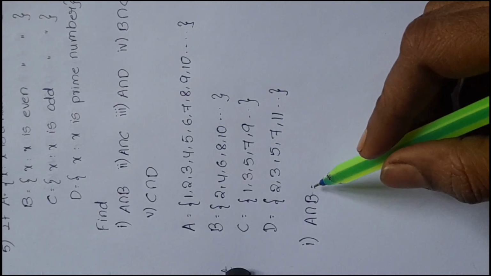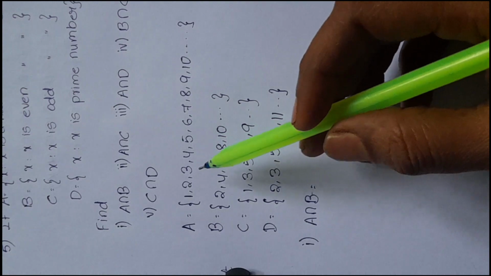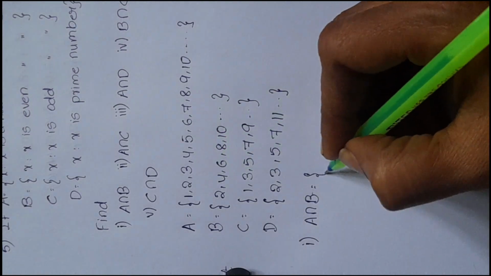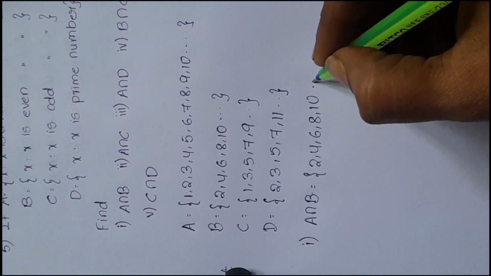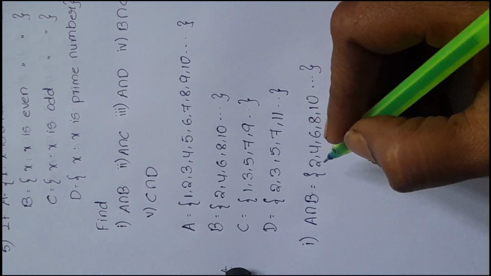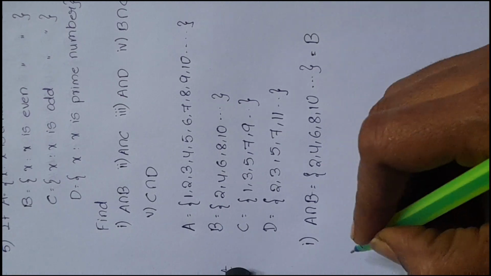The first one is A intersection B. That is, we should take only the common elements which are present in both A and B. The common elements are 2, 4, 6, 8, 10 and so on, which is equal to B.